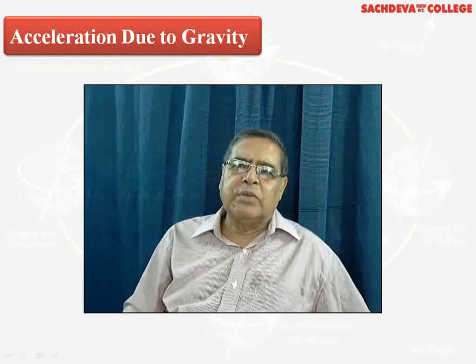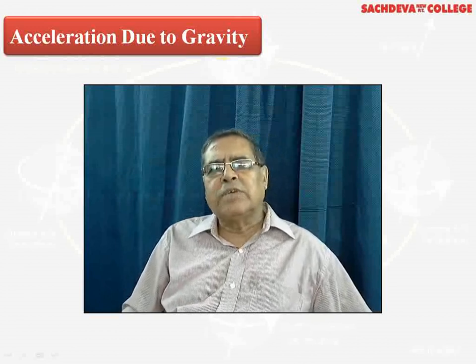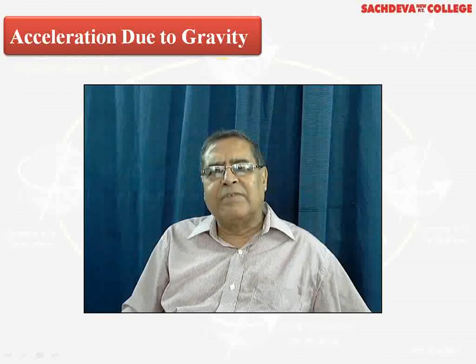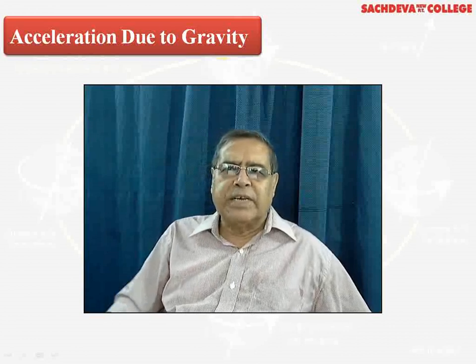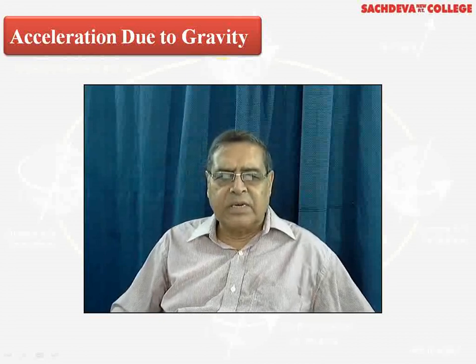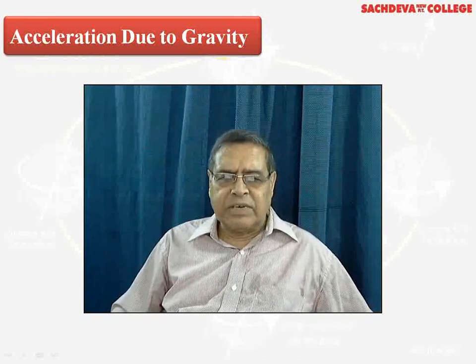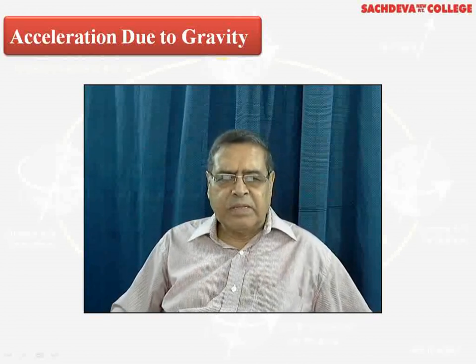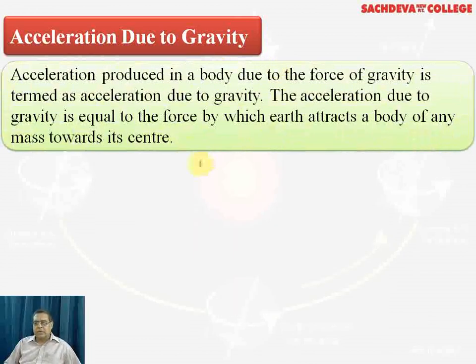So this force can be replaced by mg, that is the weight of the body. From both sides, the small m will cancel off, and the value of g will be acquired. The value of g is taken as G M over r squared, and that is called acceleration due to gravity. So the acceleration produced in a body due to the force of gravity is termed as acceleration due to gravity.